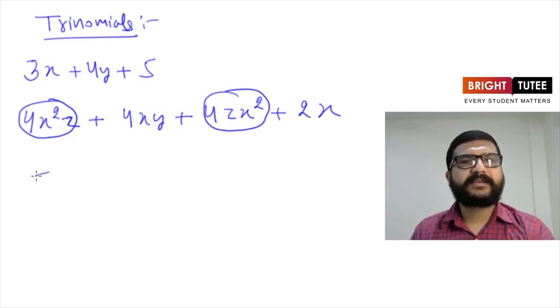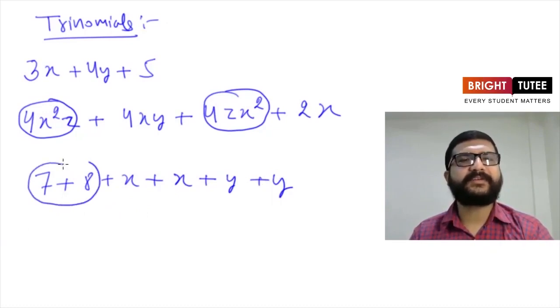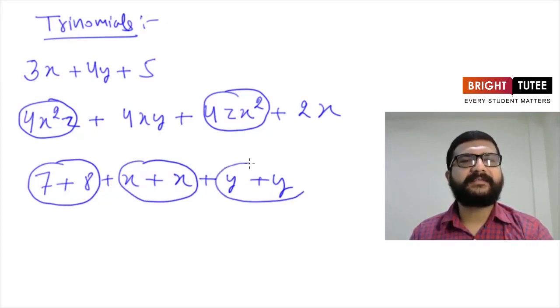Now let's say we are having 7 plus 8 plus x plus x plus y plus y. Now what do you think about this expression? Is it a trinomial? Yes, it is a trinomial because here also we are having only three unlike terms. 7 and 8, these are two like terms, and then x plus x, these are also like terms, and then y plus y, these are also like terms. So here basically we are having only three unlike terms, so this is also an example of trinomial only.